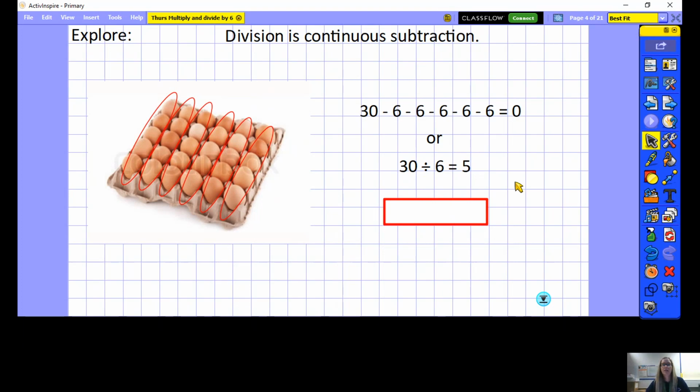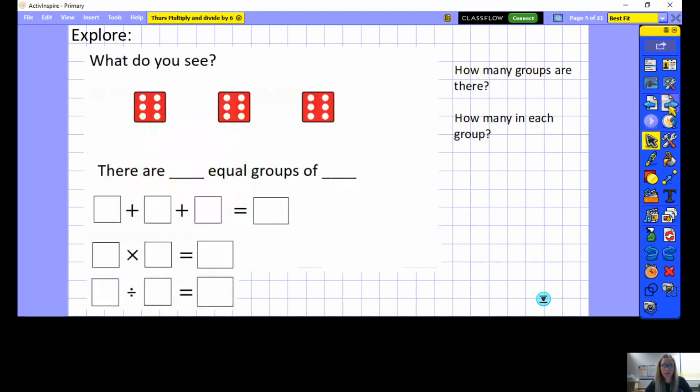Okay, so let's have a look at this explore question. So first of all, what do you see in the representation here? What can you see? There are something equal groups of something. So how many groups are there, and how many are there in each group?